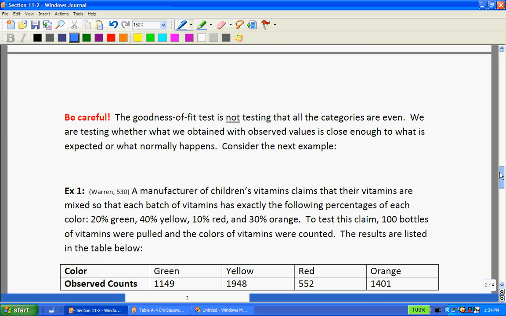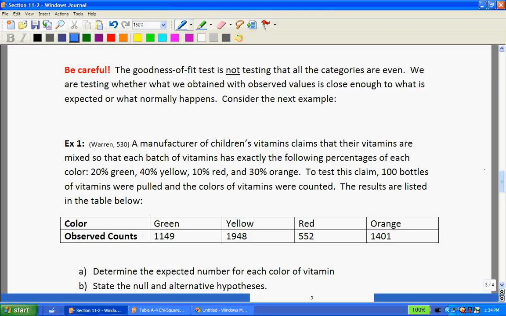Now, really be careful with what you are finding out with the goodness of fit test. Even though our first example was about things occurring equally as likely with that roll of the die, you're not testing that the categories are even. You're testing whether what you obtained, the observed values, are close enough to what is expected or what normally happens. So consider the next example, and just make sure you're not thinking of goodness of fit as everything has to be even. So example 1.